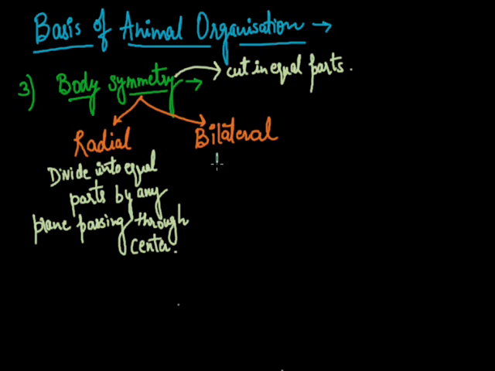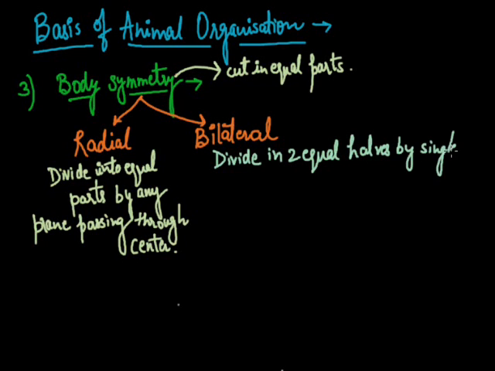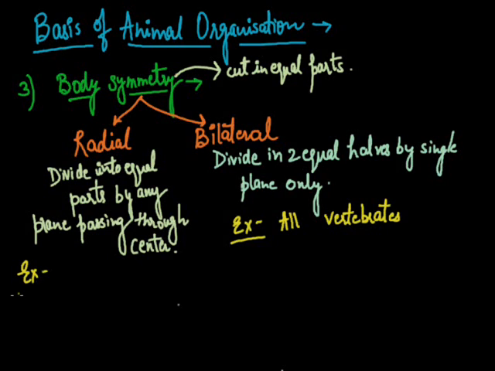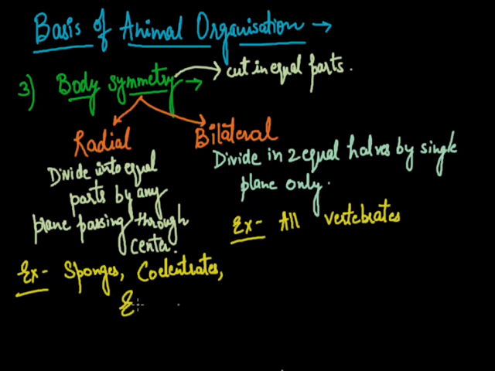Now the second is bilateral. In the bilateral, the body divides into equal halves by a single plane only, because important body organs are paired and occur on two sides of the central axis. Now if we see the examples, the example of bilateral is all vertebrates, while the examples of radial are sponges, coelenterata, and echinoderma.